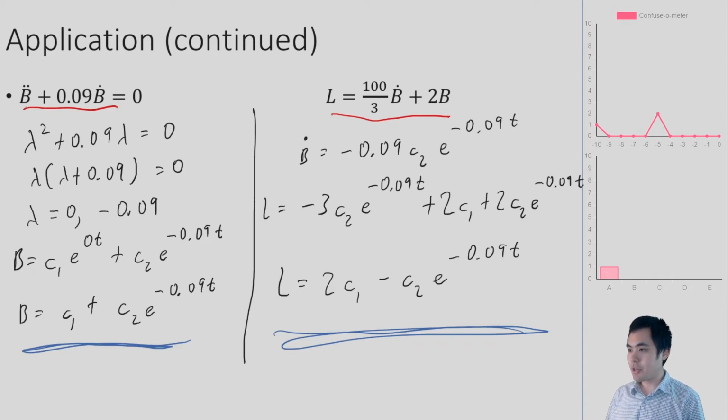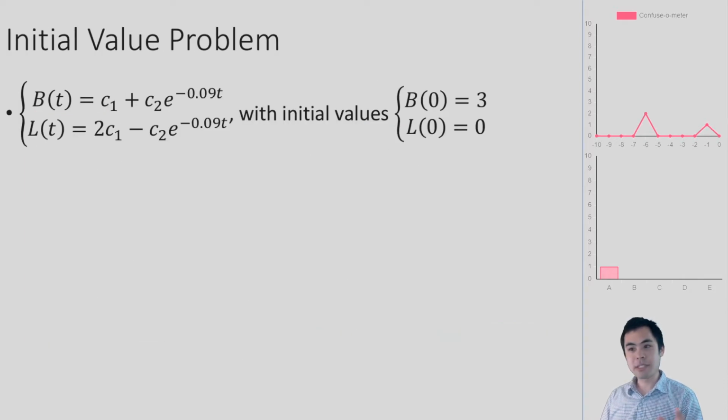Any questions so far? Basically, we converted it into a single variable ODE, and then we used the characteristic polynomial to solve for one of the variables, and we plug that in to solve for the other variable. Yes, exactly.